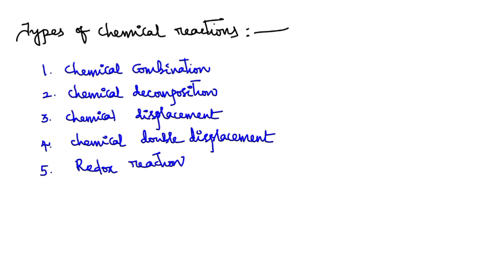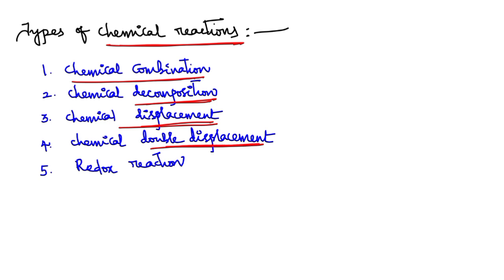These are the types of chemical reactions. One is chemical combination, decomposition, displacement, double displacement reaction, and redox reaction. In this video, let's go through all these reactions with suitable examples.